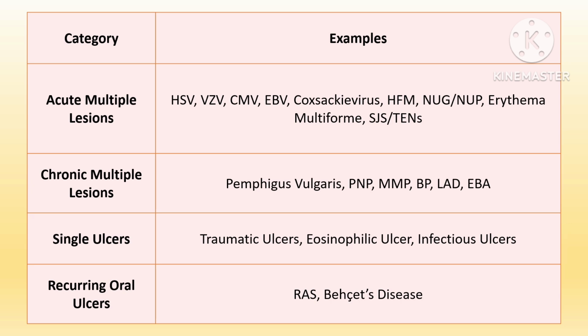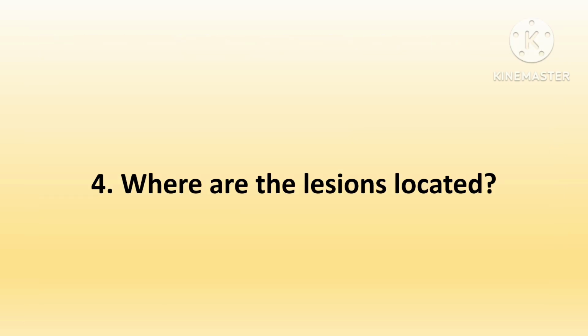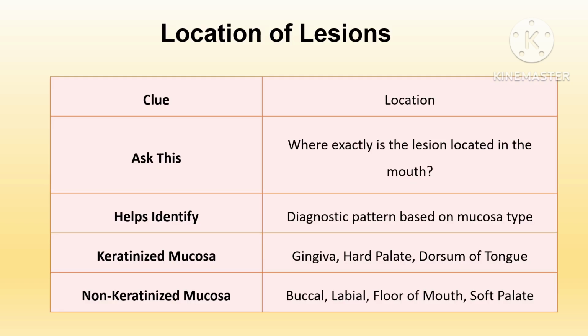Stevens-Johnson syndrome, a severe mucocutaneous disorder, also shows multiple ulcerative lesions, usually in combination with skin and ocular involvement. So the number of lesions gives an important clue. A single lesion suggests local pathology, while multiple lesions point to systemic, infectious, or immune mediated conditions, whether acute or chronic in nature.